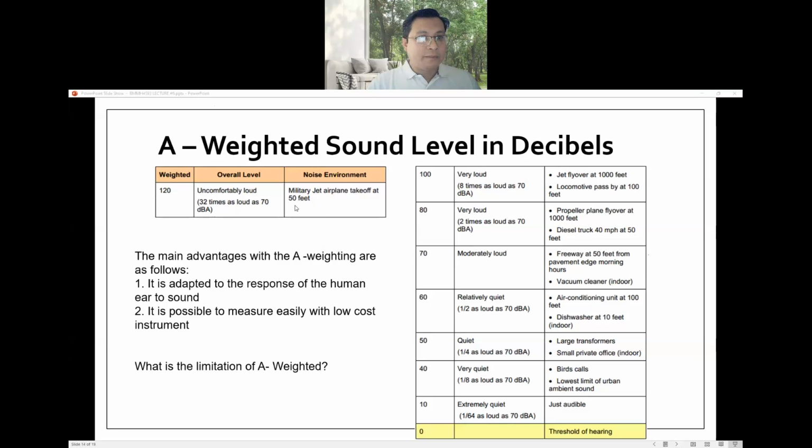Noise environment: military jet airplane takeoff. The 120 noise source comes from a military jet airplane taking off at 50 feet, so you can imagine how noisy 120 is. The main advantages of A-weighting are as follows. It is adapted to the response of the human ear to sound, and second, it is possible to measure easily with a low cost instrument. Okay, refer to the table.